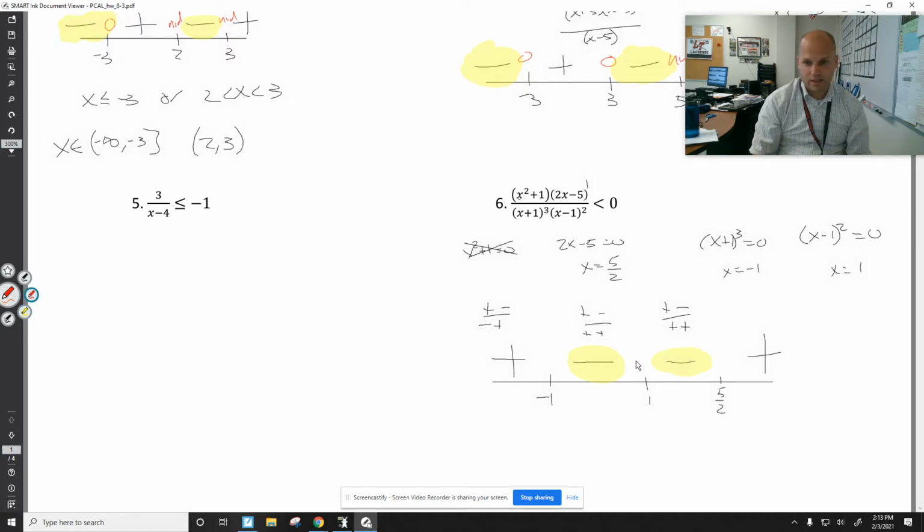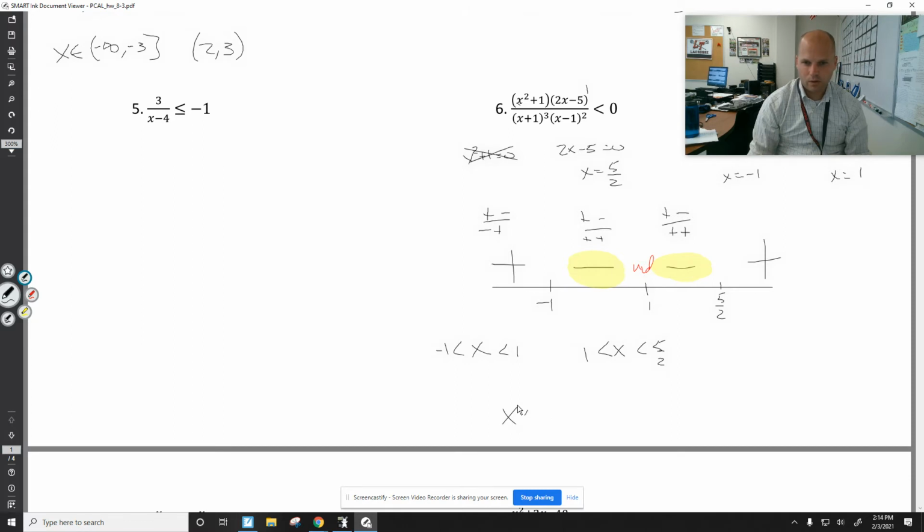But what's really important is that at 1, this is an undefined value. So I would not include 1. So when we do our intervals, we're going to have to do bigger than -1, less than 1, bigger than 1, less than 5/2, like that. Or set notation would be a little quicker: -1 to 1, union 1 to 5/2.